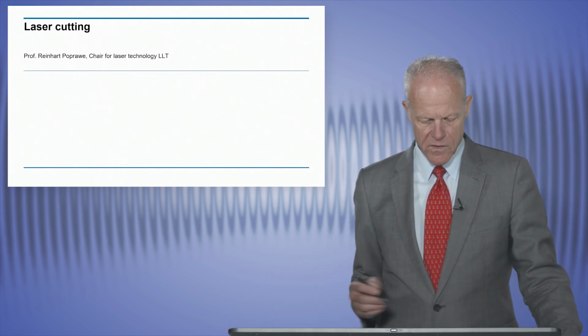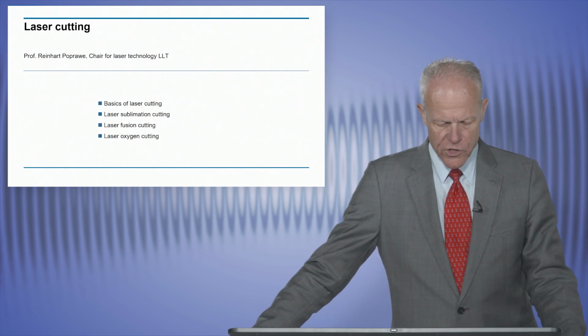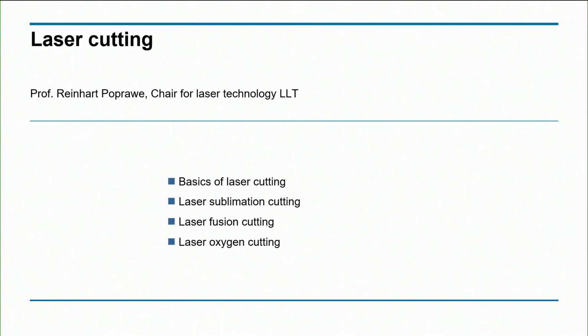The content is structured in 4 divisions. We first will look at the basics of laser cutting, and then we will go through the 3 main areas of cutting in terms of their classical domains. One is laser sublimation cutting, one is laser fusion cutting, and the third one is laser oxygen cutting.